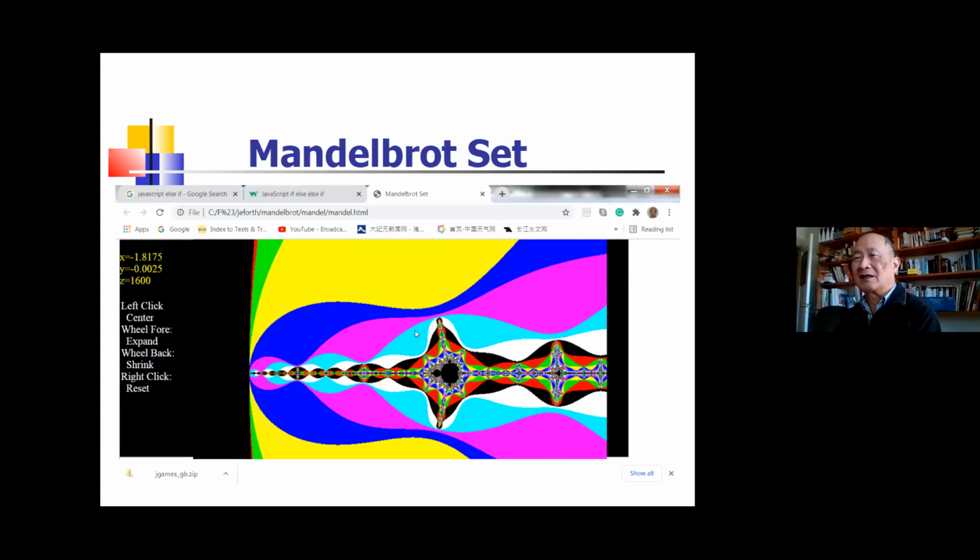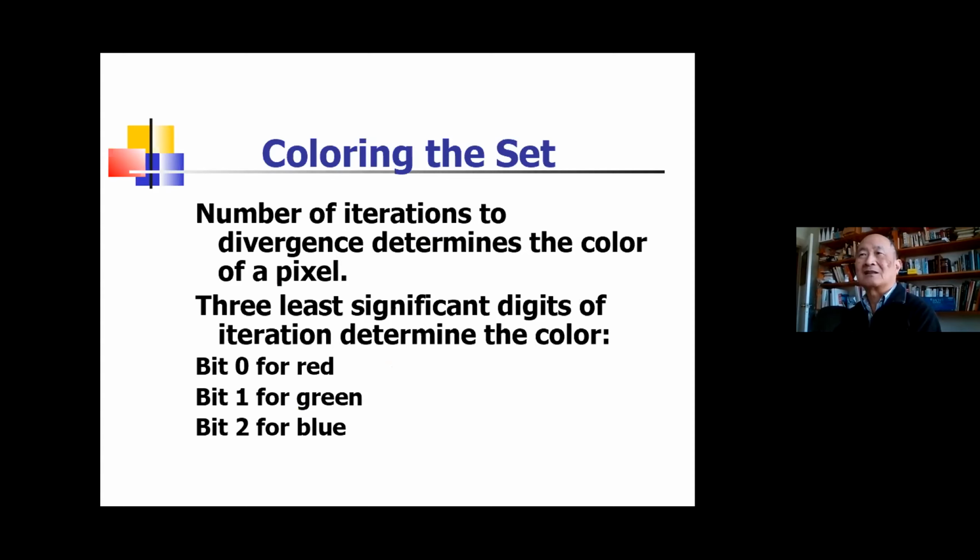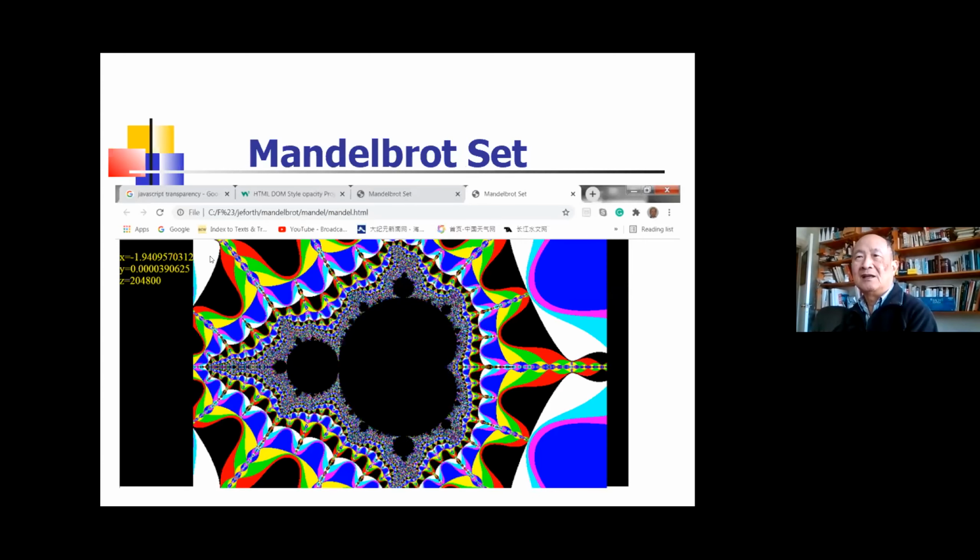So you can just click and get lots of interesting patterns. The coloring of the set is also interesting. The number of iterations is used to decide the color, and I only use the three least significant bits of the iteration count to determine the color. Bit zero for red, bit one for green, and bit two for blue. Very simple. You can see the color lineup: black, red, green, yellow, blue, violet. They just line up nicely.